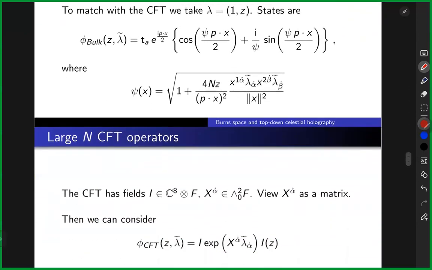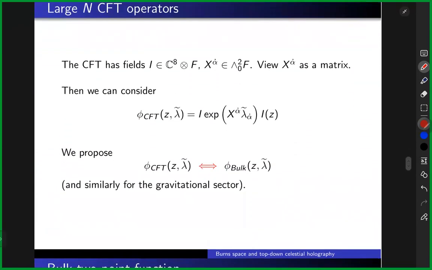Now, I want to match this with a state in the CFT. So the CFT has fields that have 8 vectors, I, and I have a pair of matrices, x alpha dot, where the index alpha dot takes values 1 and 2. So what we do is we say the CFT state is going to be just I times the exponential of x times I. And I will match that with the bulk state. That's the proposed match between states. Okay, I think I'm going too fast. Are there any questions?